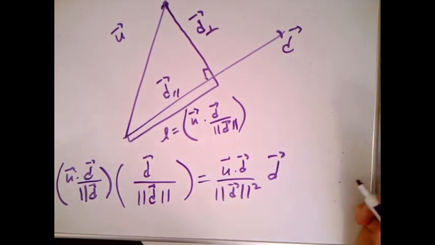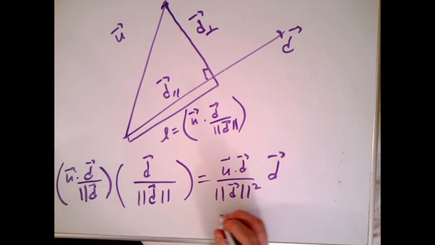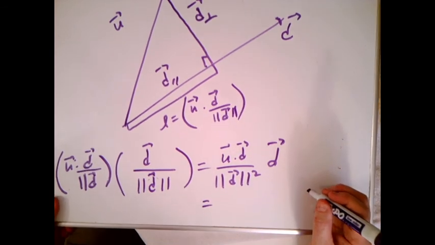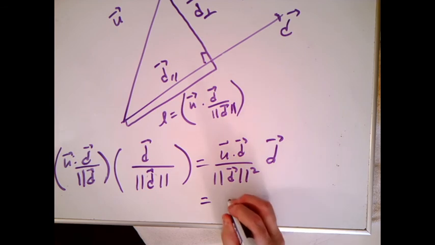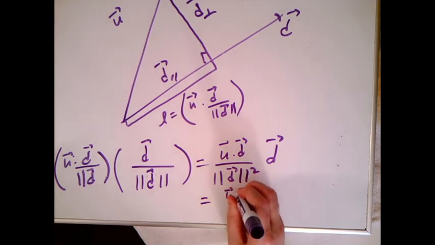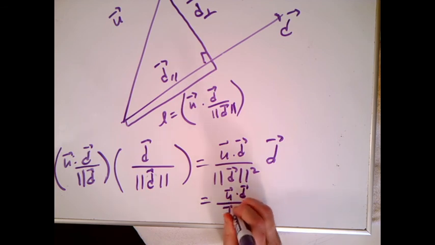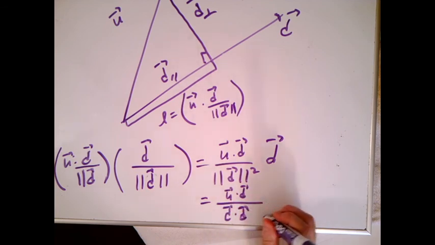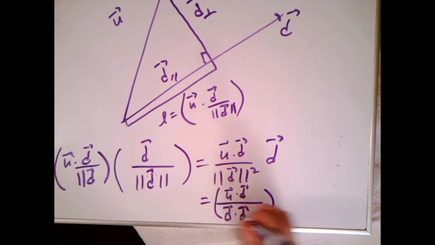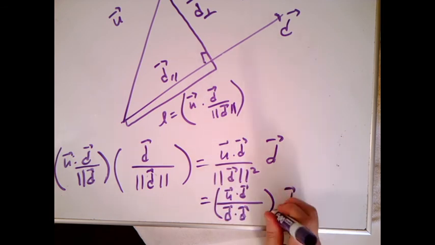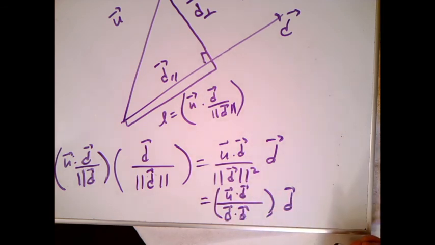And if you find that's too hard to remember, we can actually rewrite this just a little bit. That makes it a little more complicated, but makes it easier to remember. The top is just U dot D. The bottom is D dot D. And that's a scalar times the vector D. And that gives us D parallel.